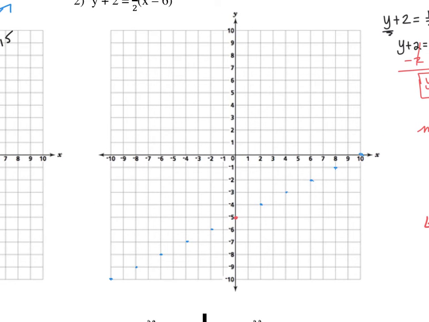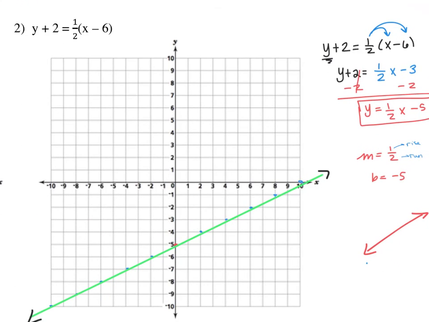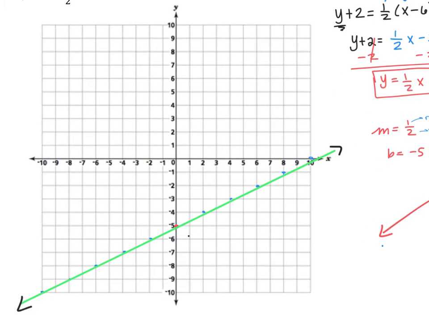But we need to make sure we connect those with a line. And then we put nice arrows on our line. And then, last but not least, we name our line. So we are going to write y plus 2 equals 1/2 times x minus 6. And you just graphed a line.